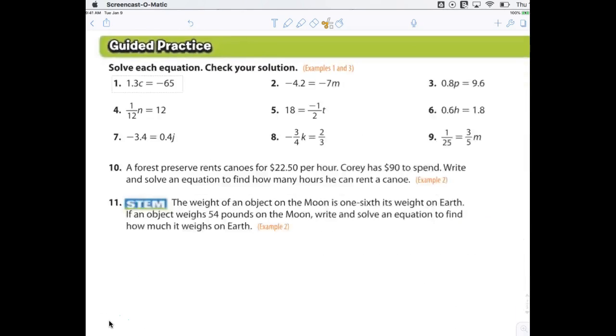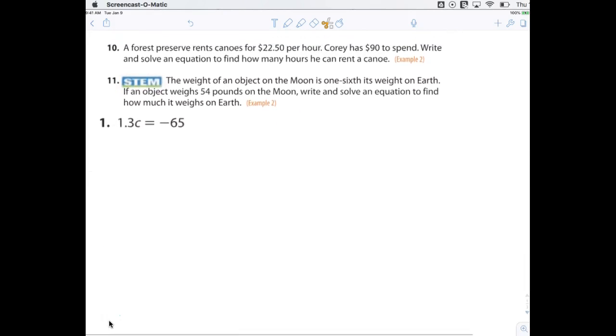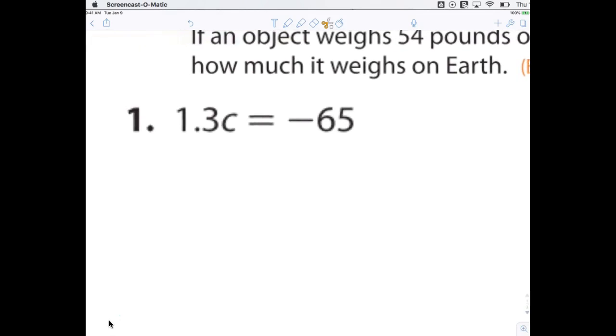Does anybody remember how to solve number 1? Okay, so this technically just means 1.3 times C equals negative 65. What do we do? You divide. Yes, exactly. We're working backwards. To undo multiplication, we divide. So we're going to divide both sides by 1.3.